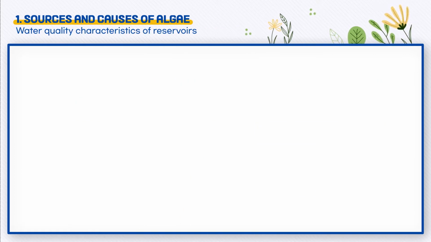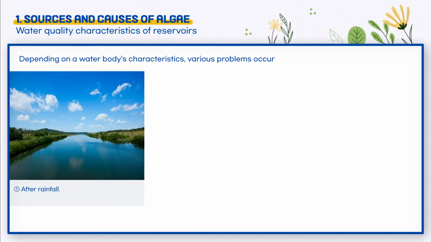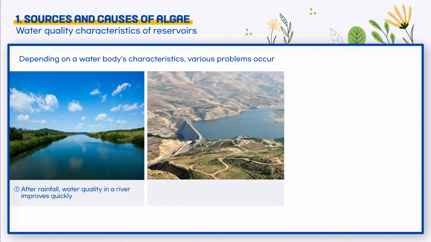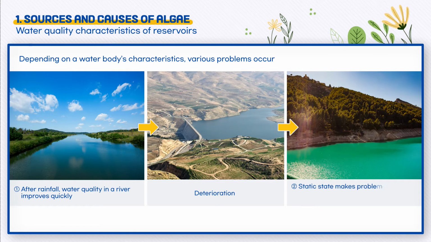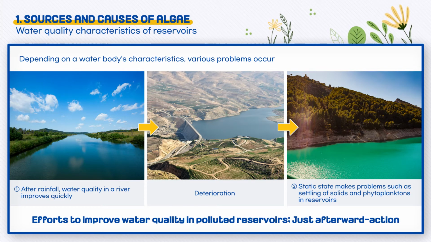Next, we will discuss the water quality characteristics of dams and reservoirs. Although water quality can recover relatively quickly in rivers after rainfall, changes in the water quality of reservoirs vary depending on the characteristics of the water body. For example, the deposition of suspended solids may contribute to the deterioration of water quality, such as muddy water and excess algae. Many efforts are being made to develop and apply practical solutions to improve water quality conditions.